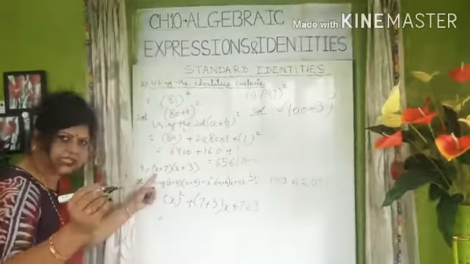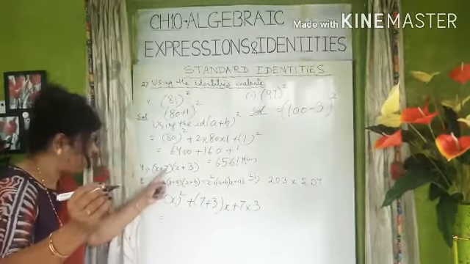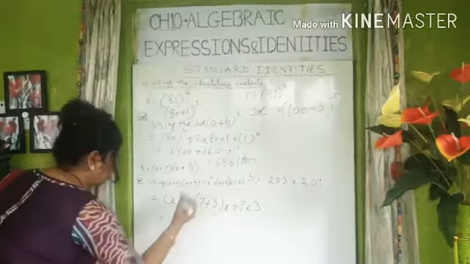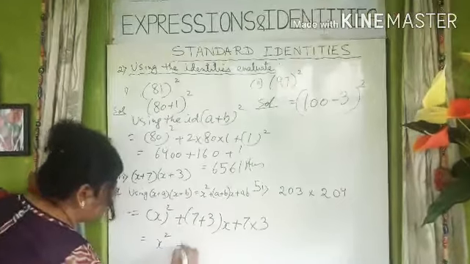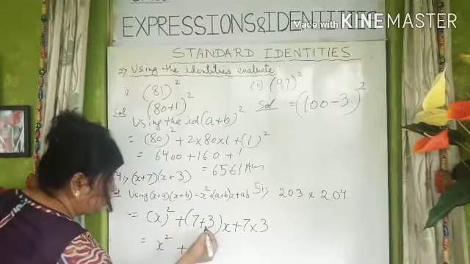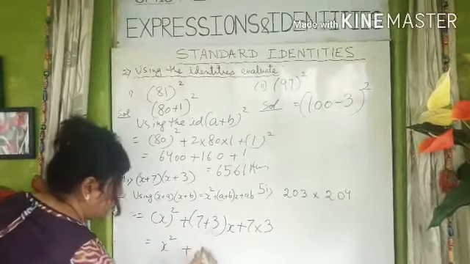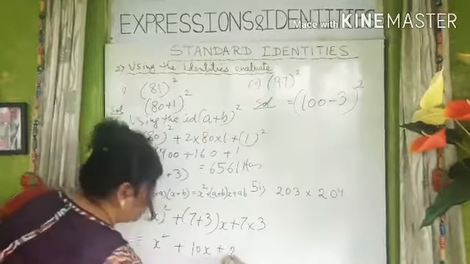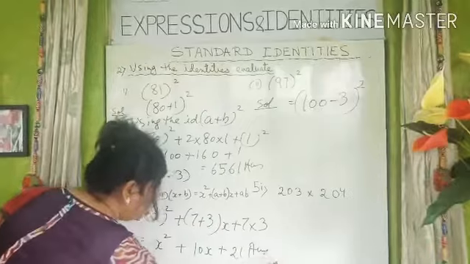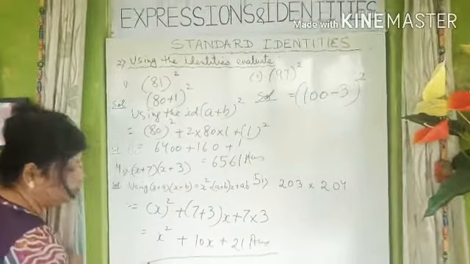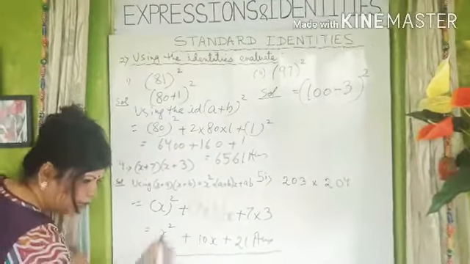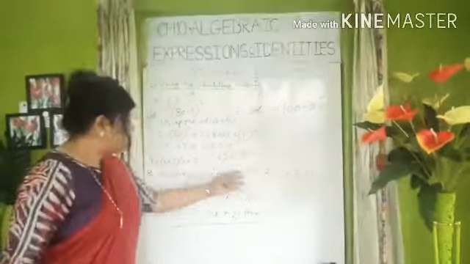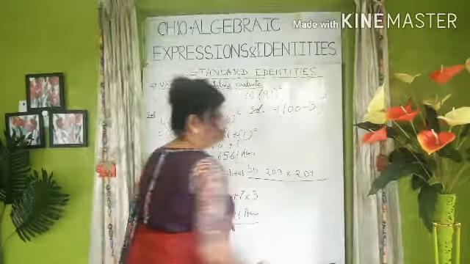Now let us solve using that particular identity, children. Here my x is x, and what is my a? 7. What is my b? 3. Followed? So solve it. x² + (7 + 3)x, that means 10x, plus 7 3s are 21. So the answer is x² + 10x + 21. Followed?